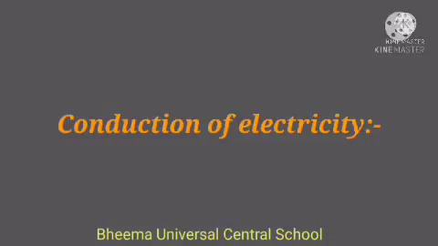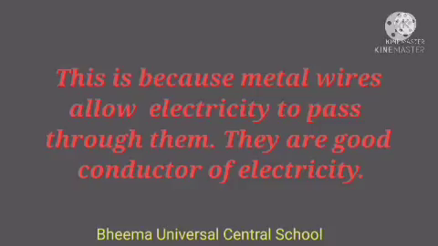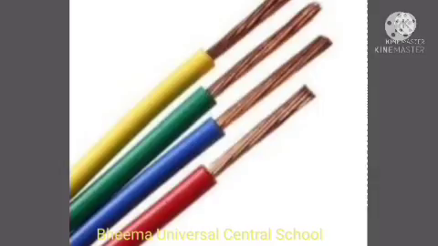Next property of matter is conduction of electricity. Electric wires consist of metal wires with plastic covering. This is because metal wires allow electricity to pass through them. They are good conductors of electricity. The plastic covering does not allow electricity to pass through it. Such substances are called bad conductors or insulators.